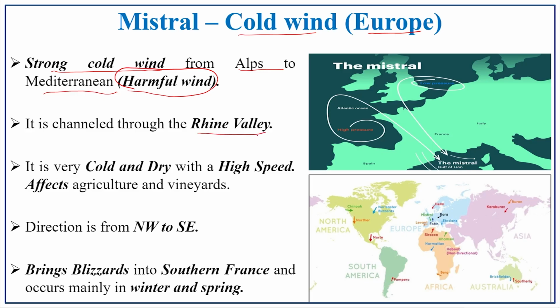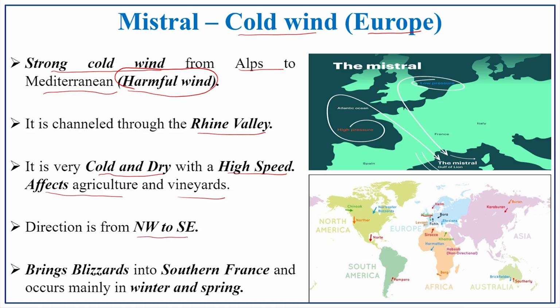So, in the Rhine valley these winds have been channelized, and it is very cold and dry with high speed. The speed of the wind will be very high, and it affects agriculture and vineyards. Because of the severe cold and the very high velocity of the wind, it affects the agricultural activity of that particular region. The direction of this mistral wind is northwest to southeast.